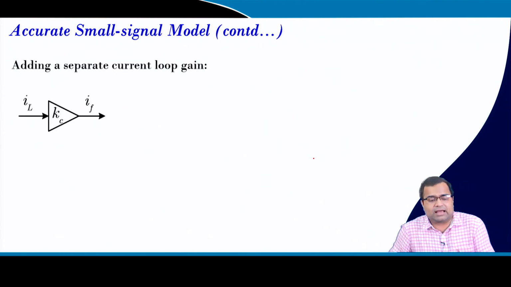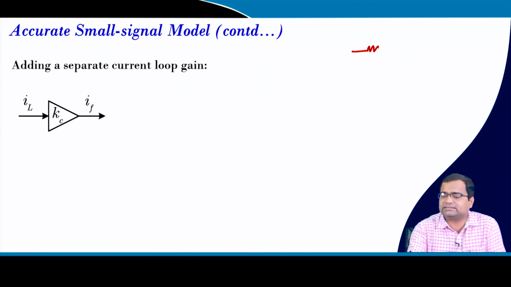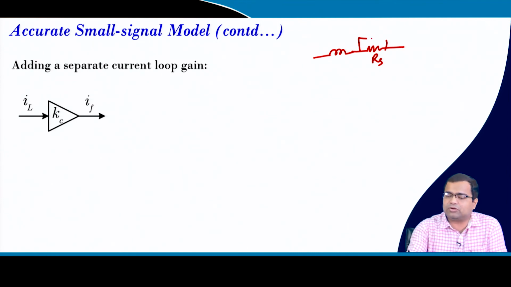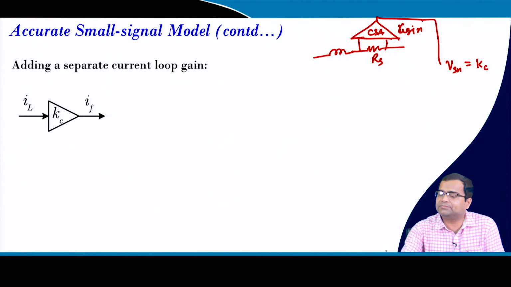Now, adding a separate current loop gain. Suppose you put a current sense amplifier which has a gain, which may not be unity because you want to scale it. This can also include, suppose you have used a sense resistance Rs with the actual inductor current. But this sense resistance will also have a current sense amplifier, right. So, there is a current sense amplifier which will also have some gain. So, whatever we are getting, the sense voltage we have discussed, it is nothing but some current loop gain multiplied by your actual inductor current.